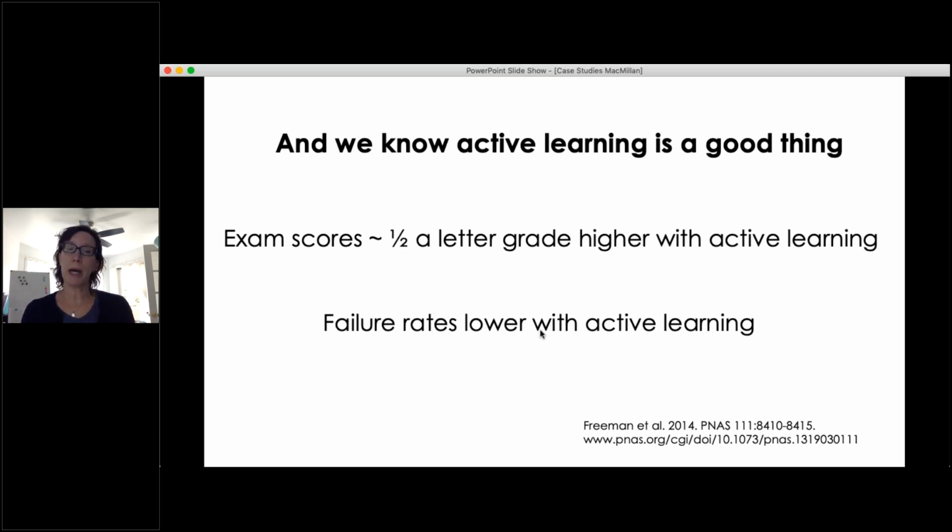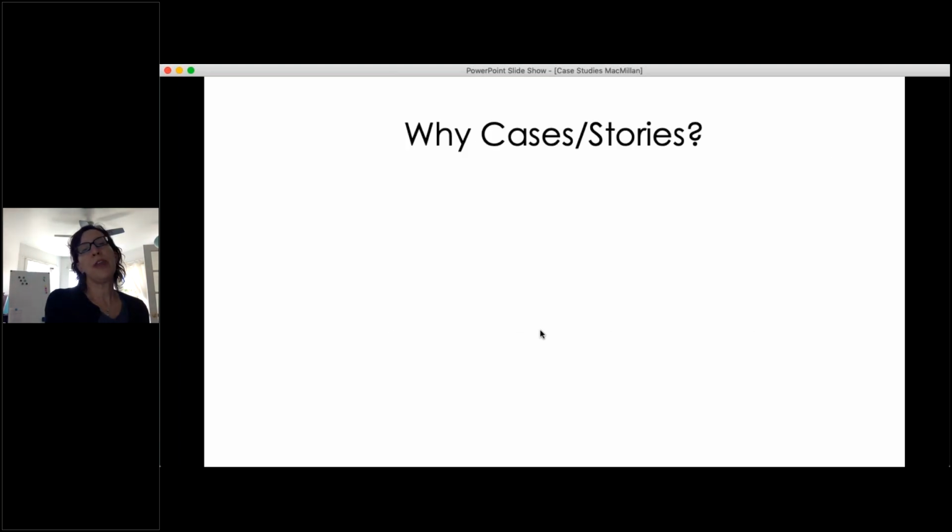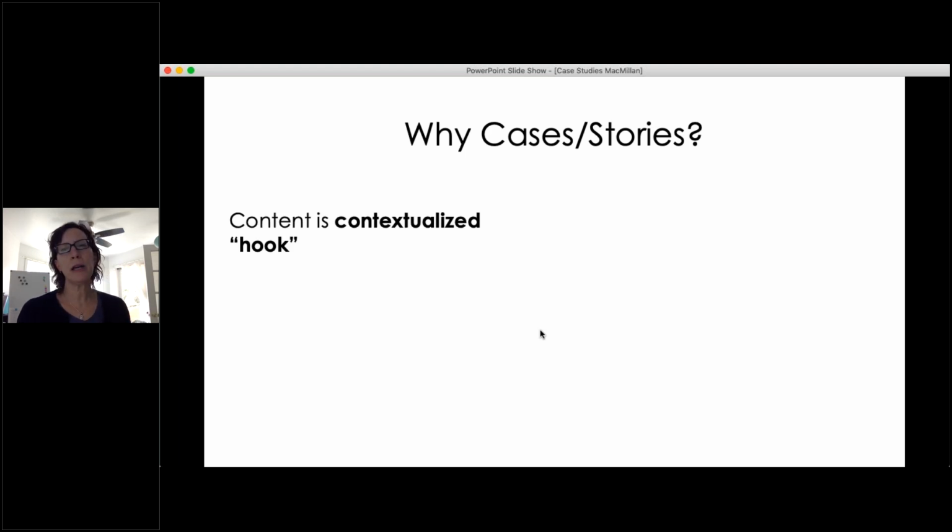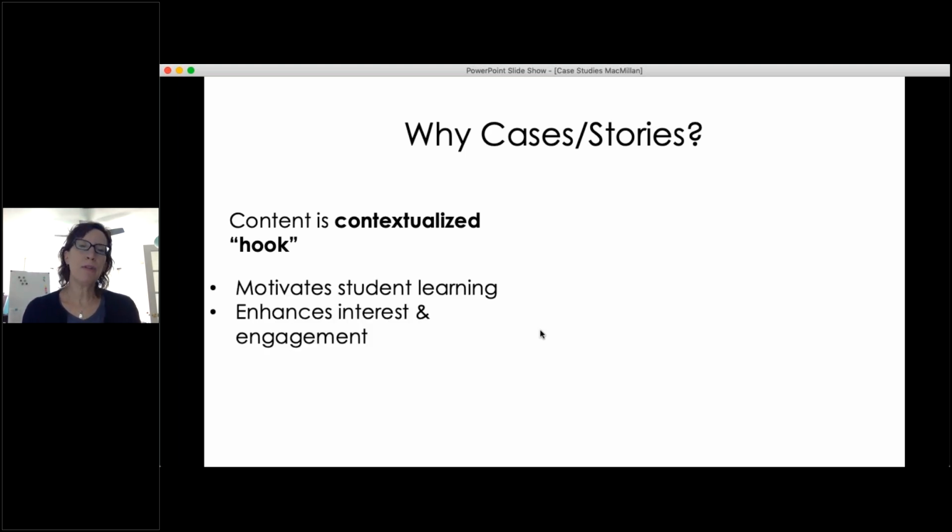It helps students do better in our courses. And so I guess the next question is, why this particular form of active learning? Why cases, why stories? A lot of it is because the content becomes contextualized. I always think of a case as having some kind of a hook, and that is what brings students into your story. This helps motivate student learning. It enhances their interest and their engagement, and that in turn contributes to persistence.